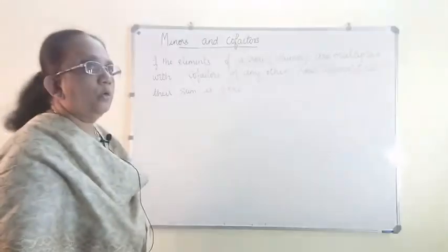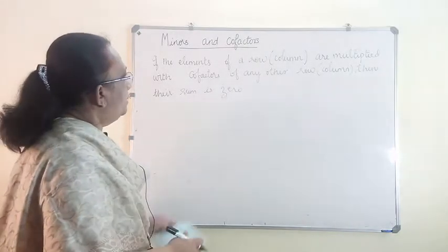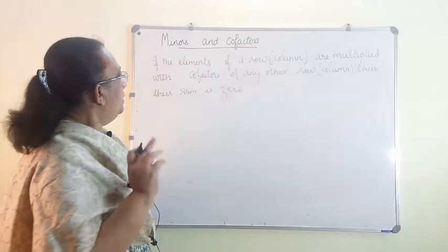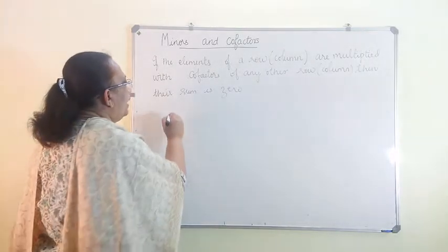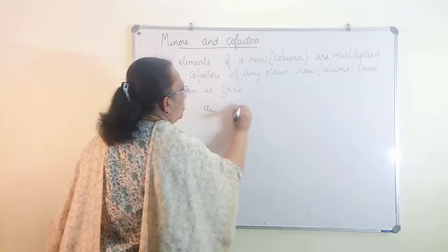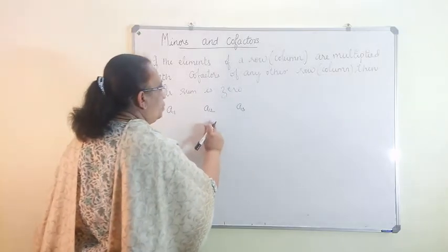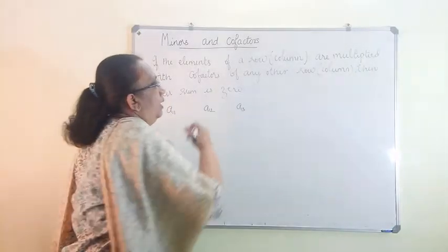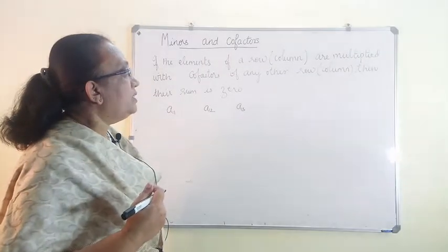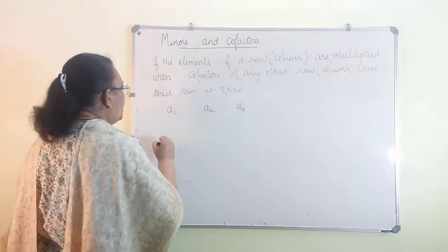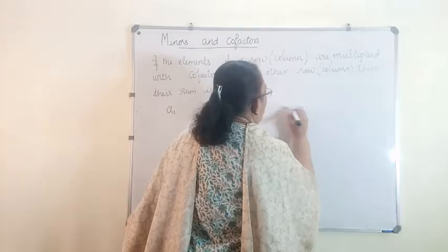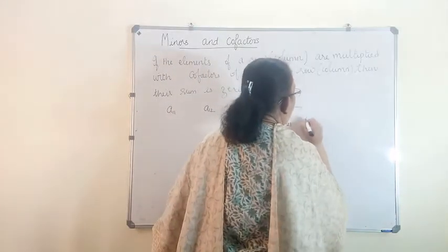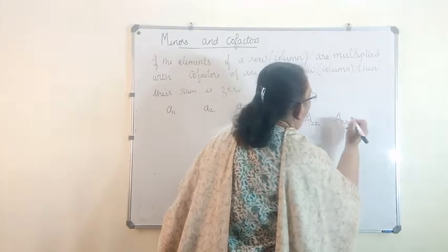If the elements of a row or column are multiplied with the cofactors of any other row or column, then their sum is 0. That means elements are denoted by a11, a12, a13 or a21, a22. Small letters you are using for elements. If the elements of a row, so these are rows, or column we can take, are multiplied with the cofactors of any other row or column. Suppose I am taking the first row and the second row. What about the cofactors of the second row? Cofactors of the second row are denoted by A21, A22, A23. I hope you are getting it.